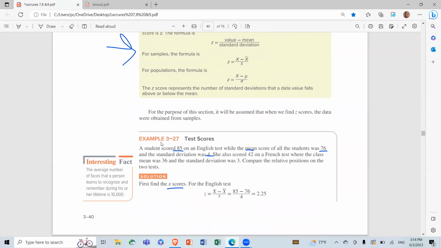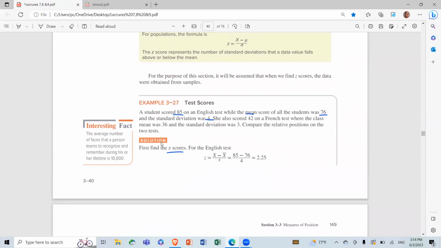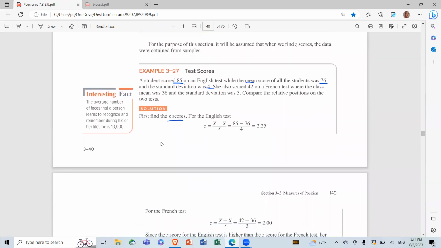The z-score represents the number of standard deviations that a data value falls above or below the mean. كمان أكيد حنستعمل هلا exercise حنعمل exercise عليها. For the purpose of this section, it will be assumed that when we find the z-score, the data values were obtained from samples. Example 3-27.